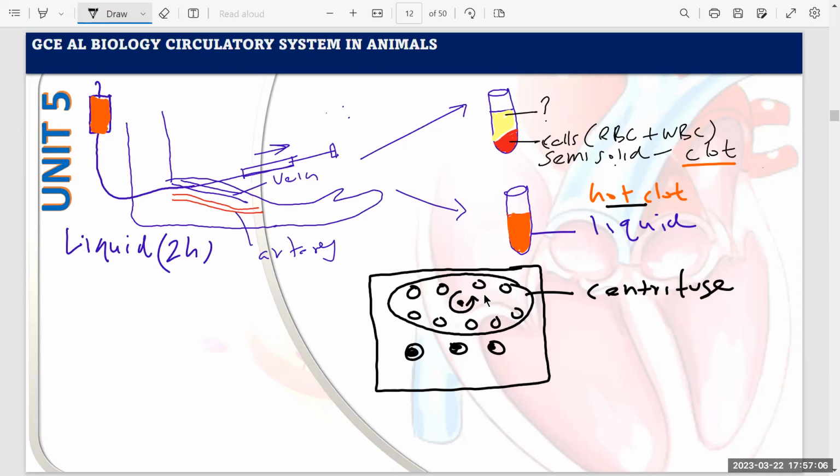Sometimes it is 3,000 rounds per minute. In 1 minute, it rotates 3,000 times. Some machines, within a minute, rotate 20,000 times. Ordinary people, the general public, we call it spin. We just use the word spin. But the scientific word is centrifuge.